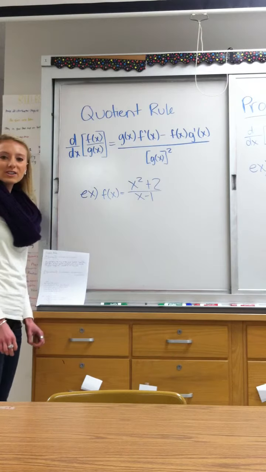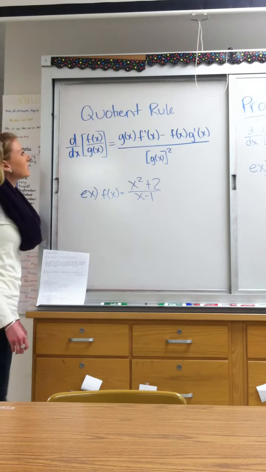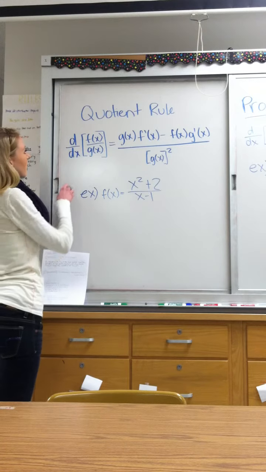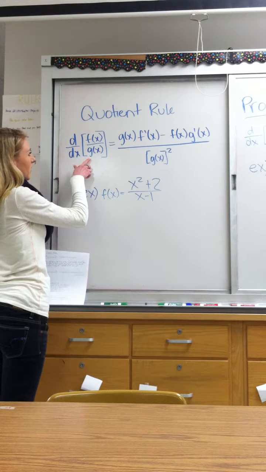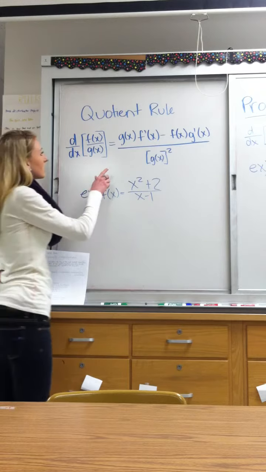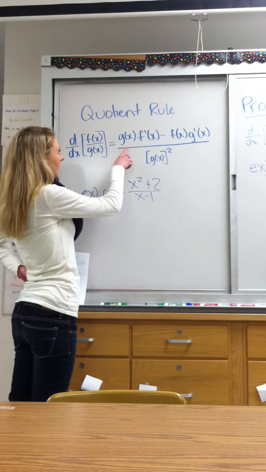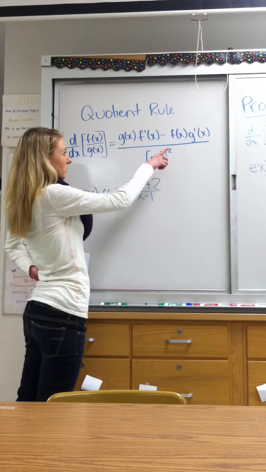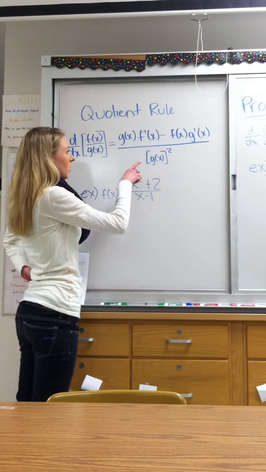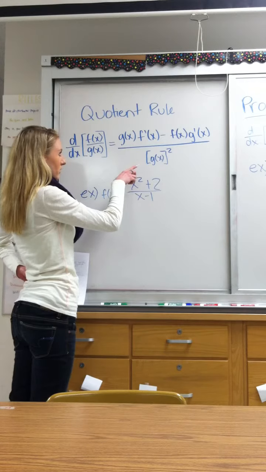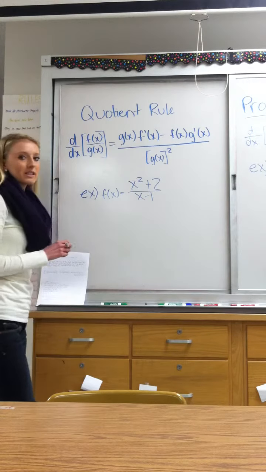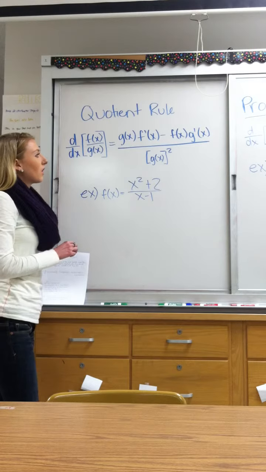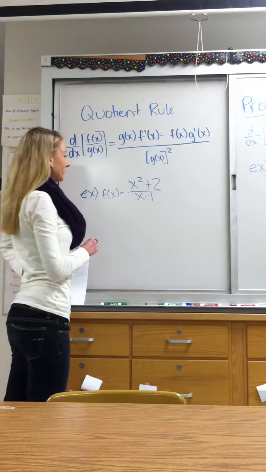Okay, quotient rule is actually very simple as well when taking derivatives. It states that when taking the derivative of f of x divided by g of x, you're going to take g of x times the derivative of f of x minus f of x times the derivative of g of x, all over g of x squared. And an easy way to remember this is low d high minus high d low all over low low.